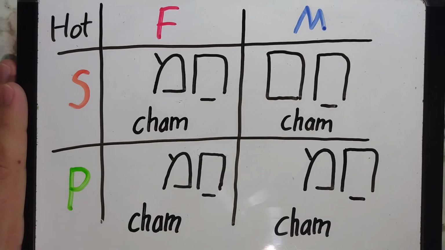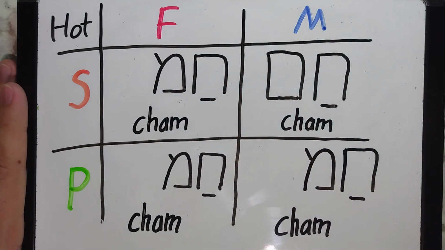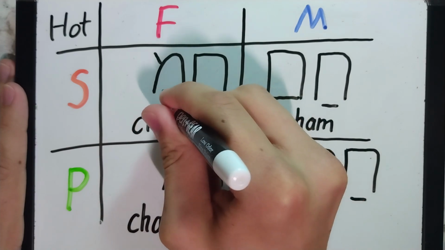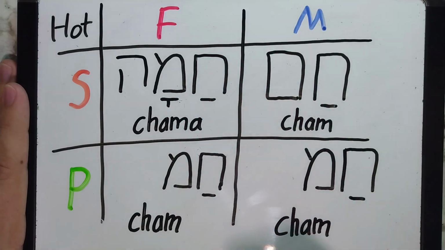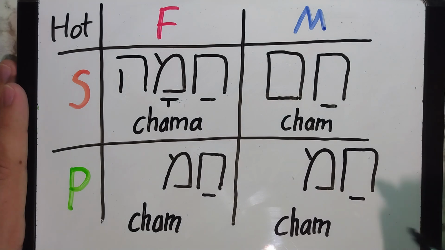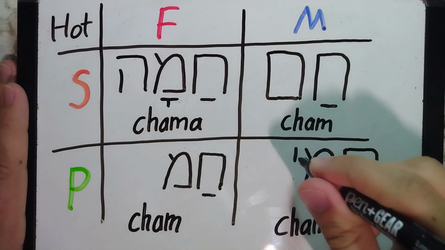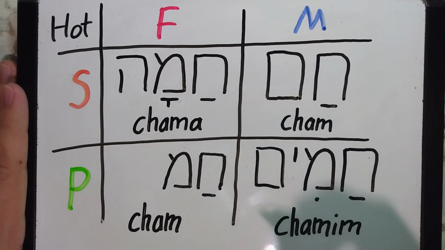When adding endings onto the adjective cham, we will need to change the final mem into a regular mem since it will no longer be the final letter of the word. So, to make the feminine singular form of cham, we will add the ending kamatz and silent hey, which say ah. So the feminine singular form of cham is chama. To make the masculine plural form, we will add the ending im, which is hirik, yud, and final mem. That says im, and so the masculine plural form of cham is chamim.